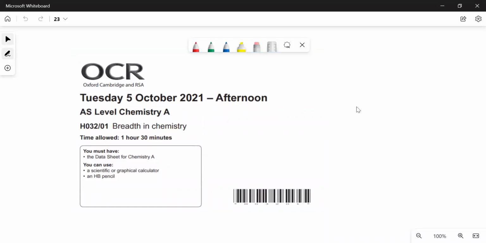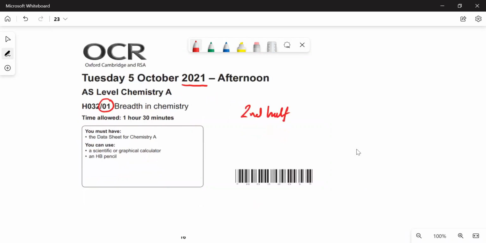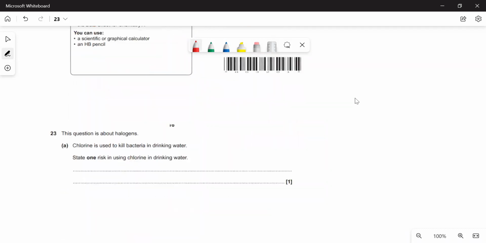Hi, in this video, I'm going to go through the AS-level Chemistry paper from OCR. This is the 2021 paper. It's paper 1, and this is the second half. I did the first half in an earlier video. Okay, so starting off here with question 23.